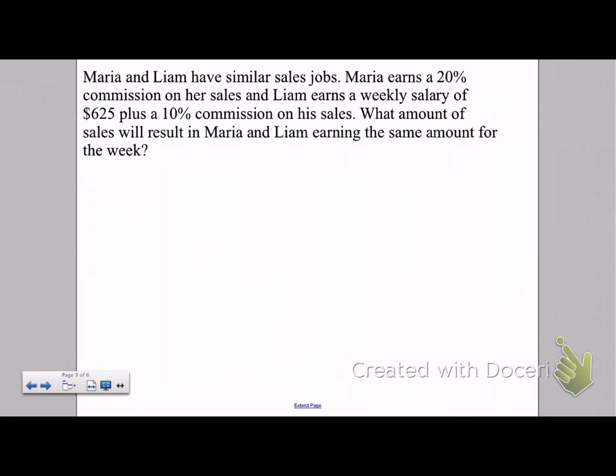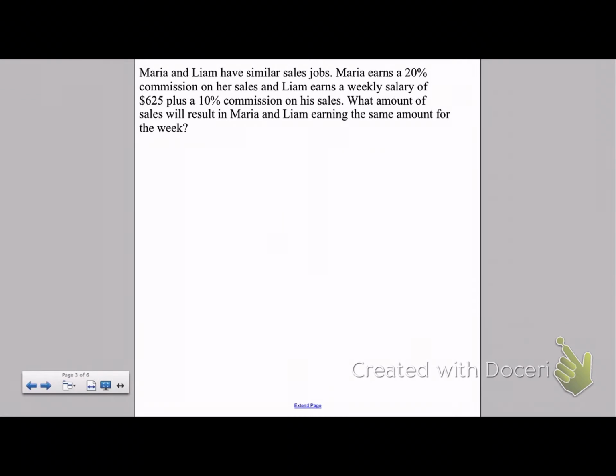And the last question. Maria and Liam have similar sales jobs. Maria earns 20% commission on her sales, and Liam earns a weekly salary of $625 plus a 10% commission on his sales. What amount of sales will result in Maria and Liam earning the same amount for the week? Take a second to copy down the question.